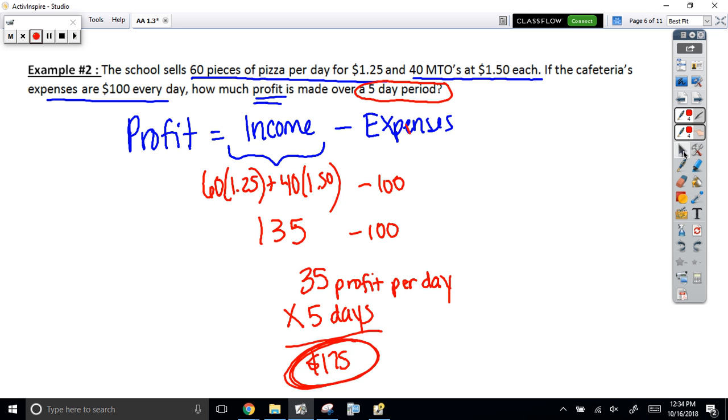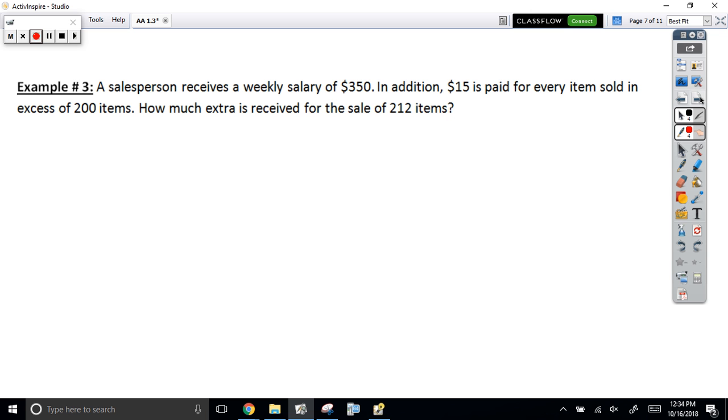Okay. Next one, we have a salesperson who receives a weekly salary of $350. In addition, $15 is paid for every item sold in excess of 200 items. How much extra is received for the sale of 212 items? I will tell you that there's something in this scenario that's extraneous, meaning it's extra. What number is in there that we don't need? Jenna? The 350. Their weekly salary doesn't matter, because they didn't ask us how much they're making total, they just want to know how much extra is received.